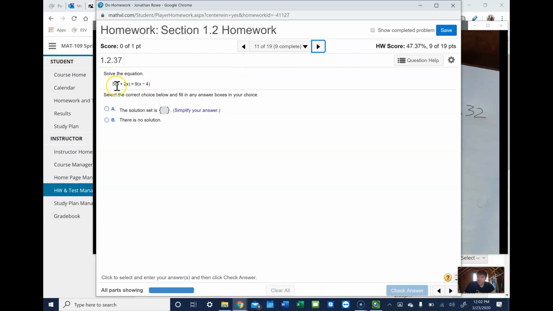On this one, we could solve this by hand, or you can solve it in a calculator. Either way is fine. But if I'm going to solve it in the calculator, I'm going to put the left side into Y1 and the right side into Y2, and I'm going to do the intersect option.